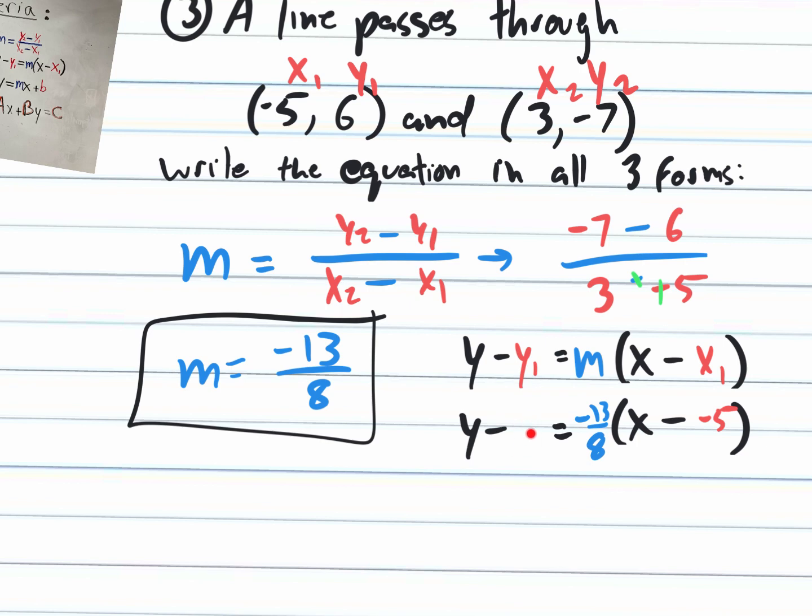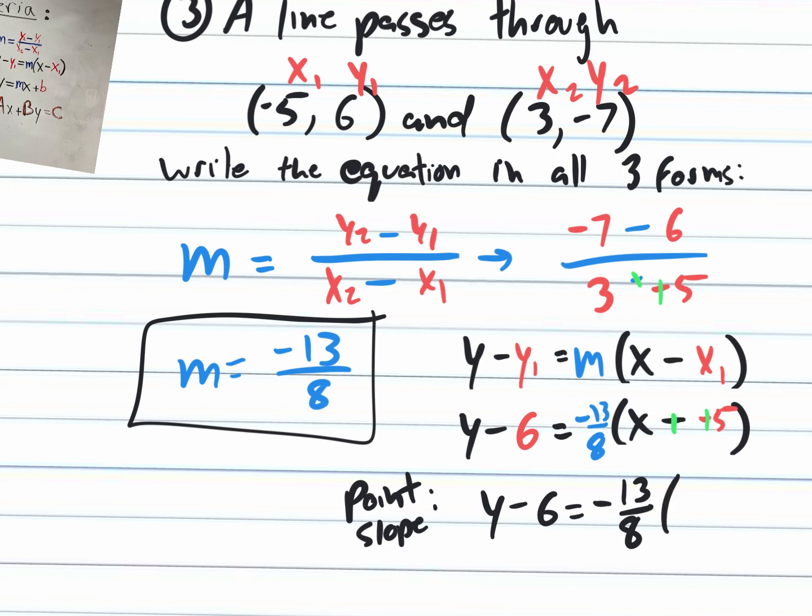And this is a y1. What's my y1? My y1 is 6. So put a 6 right there. And that's it. That is your point slope form equation. Oh yeah, let's change to a plus. That way it's nicer. So they want all three forms. Here's our first form, point slope. Okay, point slope is y minus 6 equals negative 13 over 8 parenthesis x plus 5. That is it right there, point slope.